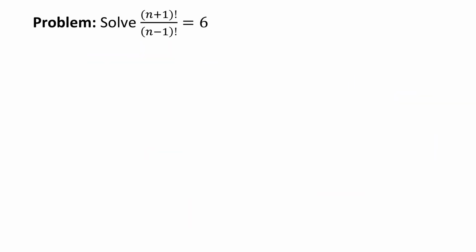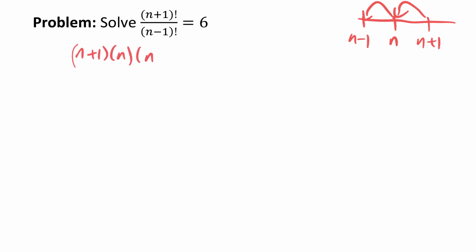All right, let's solve n plus 1 factorial over n minus 1 factorial. Again, I encourage you to pause the video and give it a try. All right, I'm going to draw a little number line here. We're at n plus 1. What number is below n plus 1? That's going to be n. And then below n is n minus 1. So we can expand this as n plus 1 times n times n minus 1.